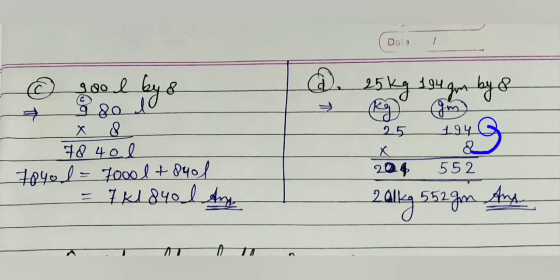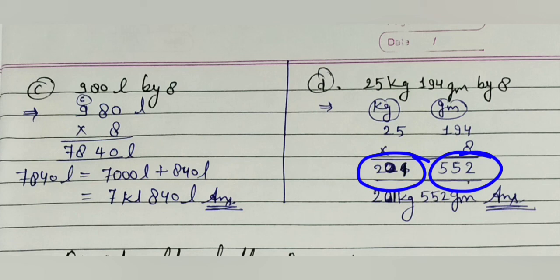When we multiply this 8 by this 4, 8 4s are 32. Okay. So 2 is here and 3 is carry on 9. 8 9s are 72, then add 3, so 75. So 5 is here and 7 carry on this one. 8 1s are 8 and then add 7, so it will become 15. So 5 is here and 1 is carry on this 5. Now 8 5s are 40 plus 1, 41. So 1 is here and 4 is carry on this 2. 8 2s are 16. Add 4 carry, so 20. So this is your answer, 201 and 552.